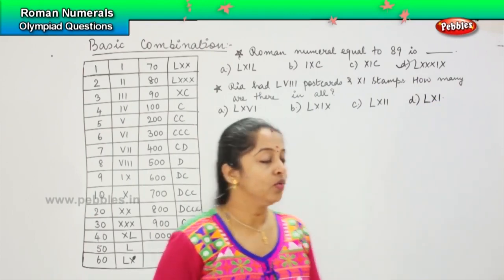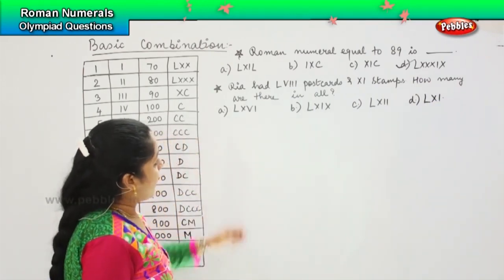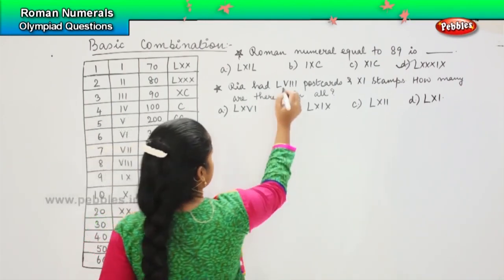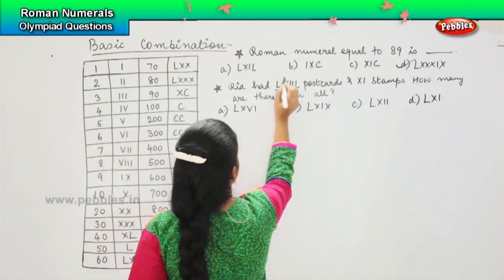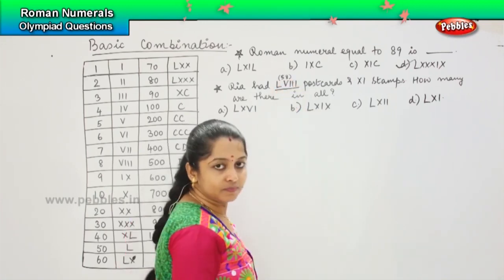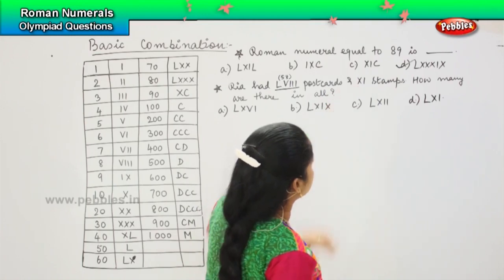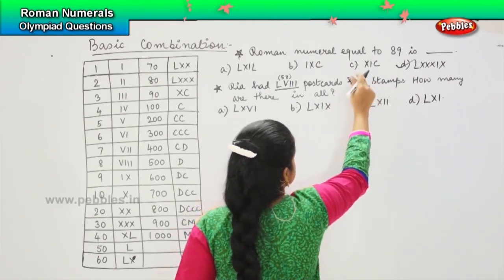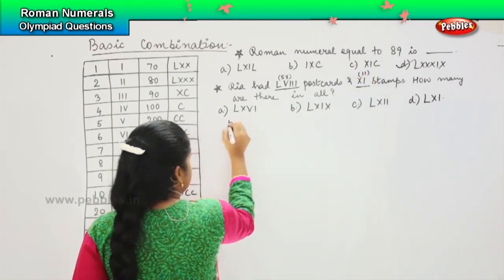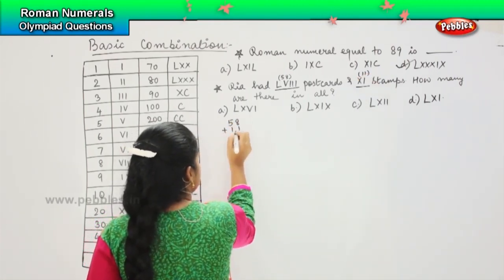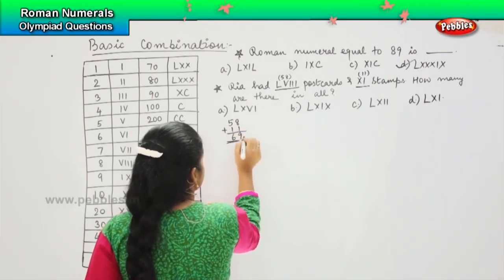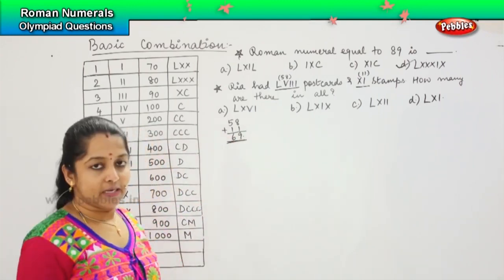Okay, so now LVIII. What is the value of LVIII? We know that L is 50 and VIII is 8. So this is 58. Okay, and XI. What is XI? This is 10 plus 1, that is 11. So 58 plus 11, 8 plus 1, 9, 5 plus 1, 6. So your answer should be 69.